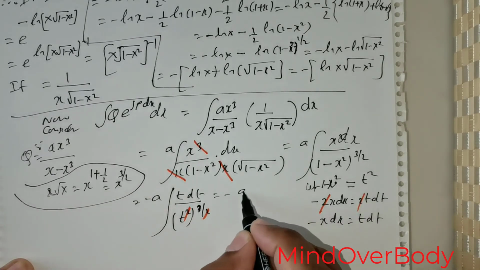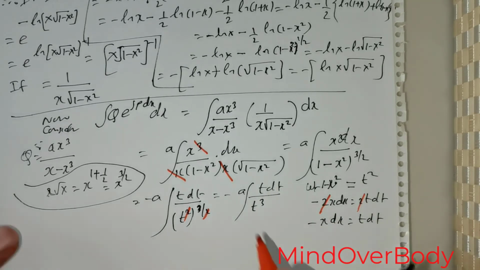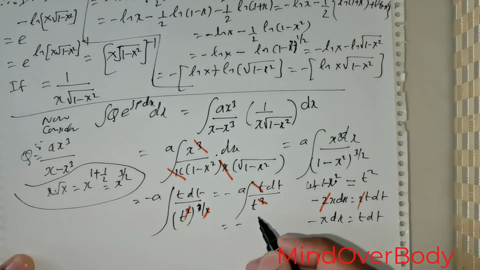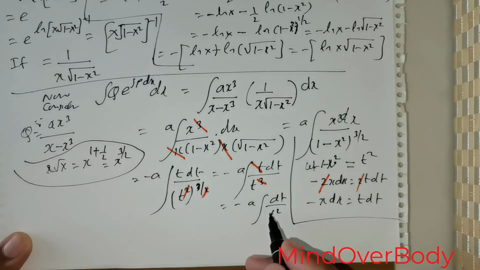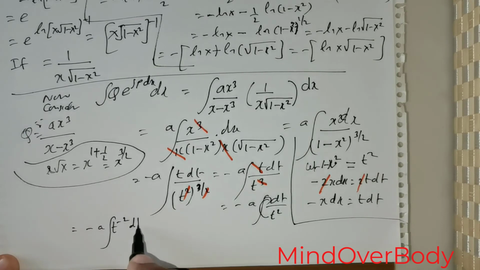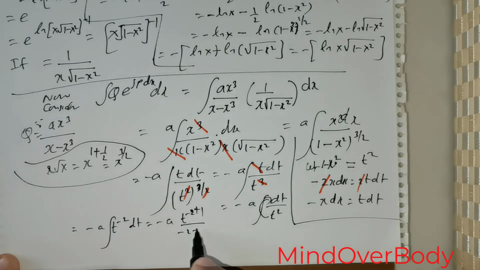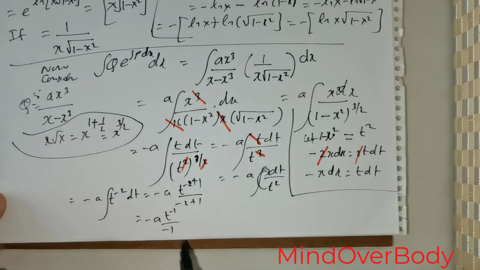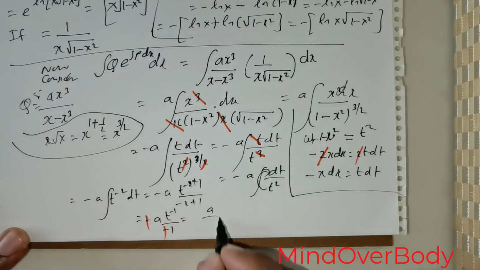So I have negative a times integral t dt divided by t raised to the power of 3. I can get rid of this t with the t cubed there. So this is going to be equal to negative a times integral dt divided by t squared. So I can push this up: that's going to be negative a times t raised to the power of negative 2 times dt. If I were to integrate that, I get t raised to negative 2 positive 1 divided by negative 2 positive 1, which is negative a times t raised to the power of negative 1 divided by negative 1, which can be made positive. So it's going to be a over t.